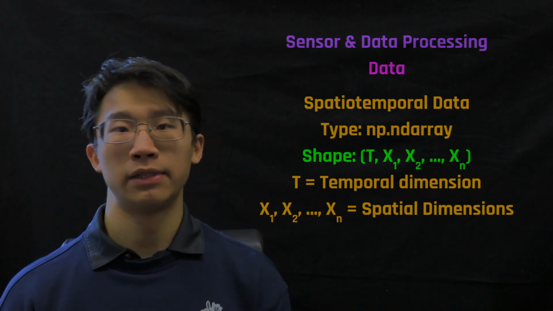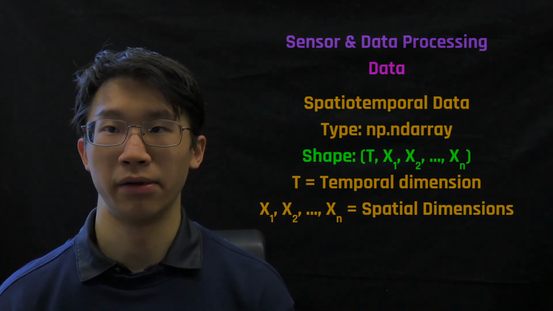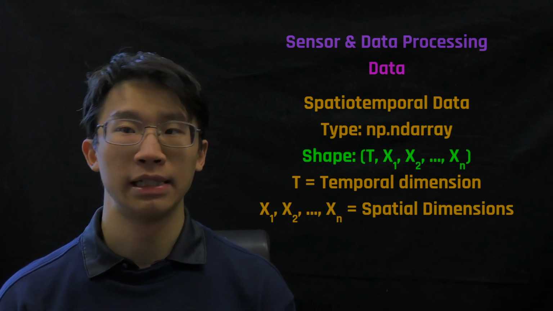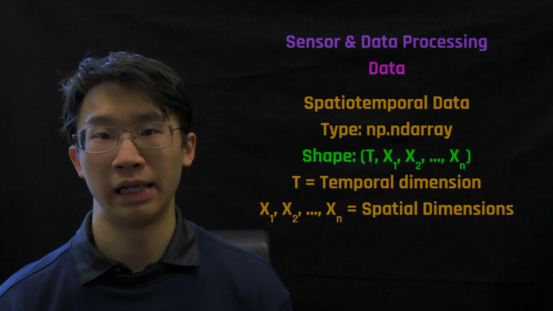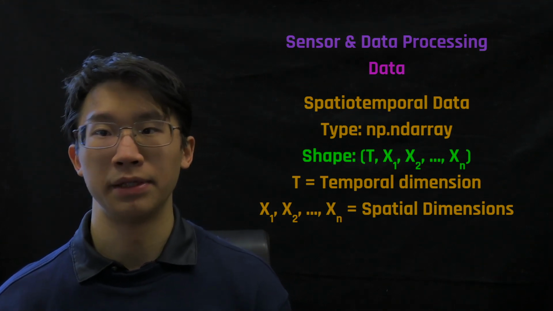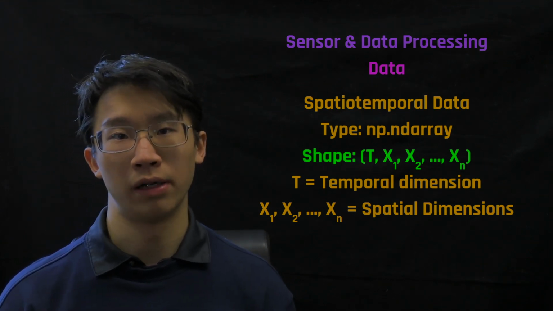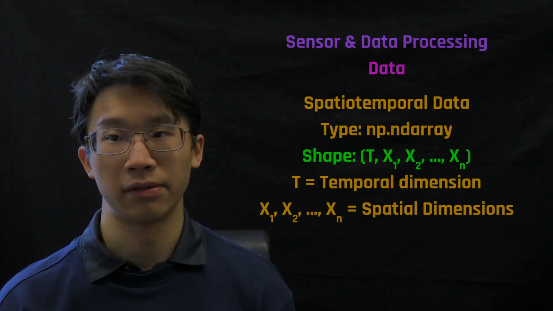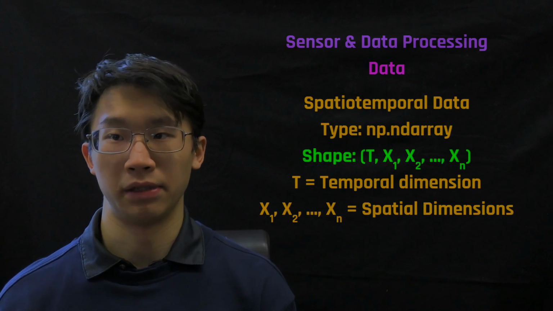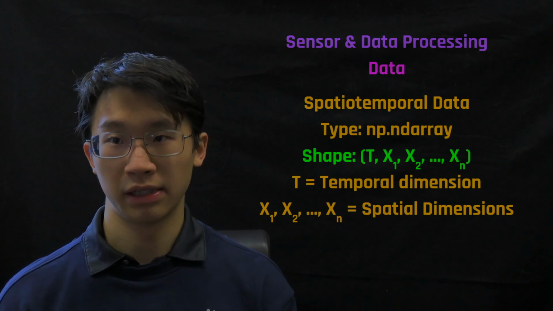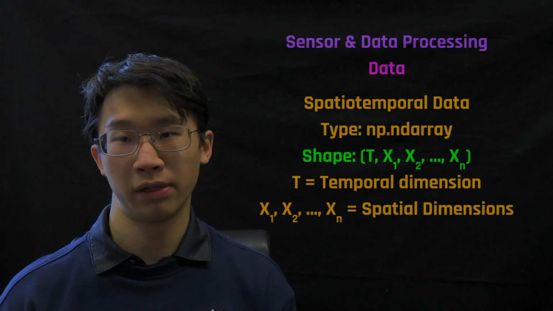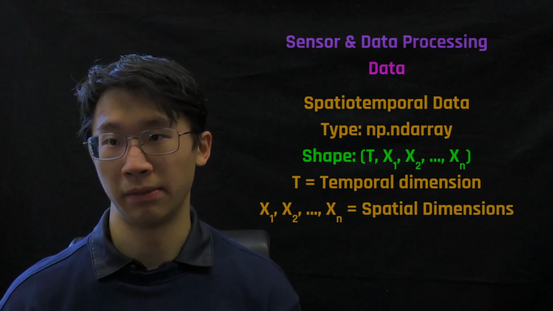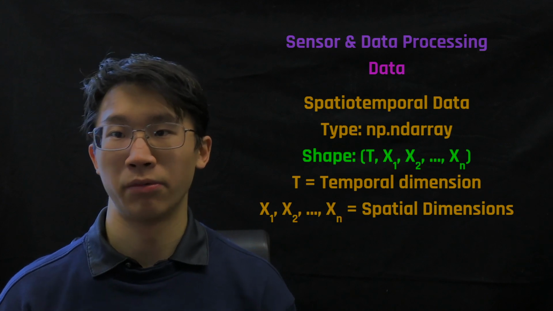So it's very important to get the shape of the data set correct. Right now we're working with spatial temporal data, which has a type of a NumPy ND array. Now the shape is really important. What you want is the number of time steps to be on the first axis, followed by the spatial dimensions. As you can see here, T is the temporal dimension. That should be your first axis, and then spatial dimensions, which are labeled in X's, will come after.